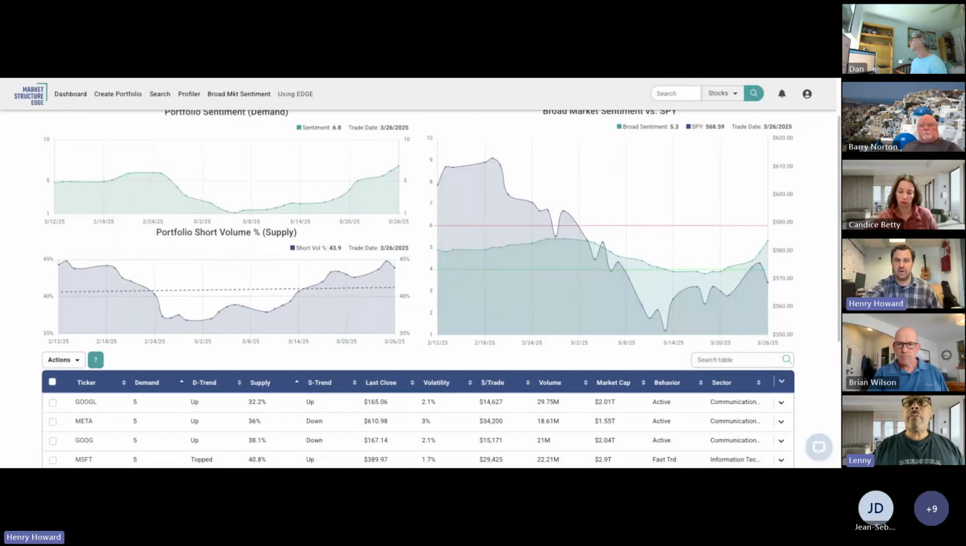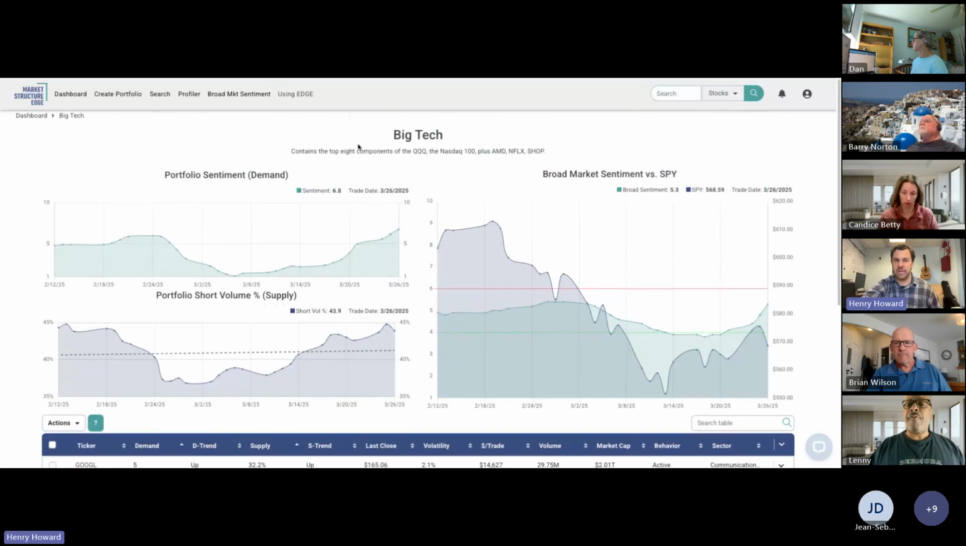Hold on, I'm going to mute a participant here. There we go. And so, okay, so this is again big tech. The top 8 components of the QQQ.